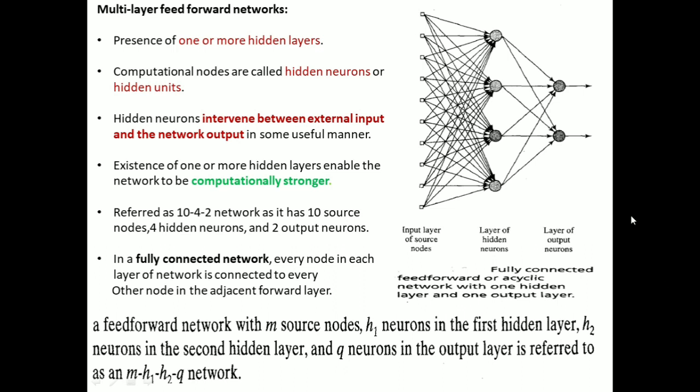So as already discussed, the existence of more than one hidden layer makes the network computationally stronger.